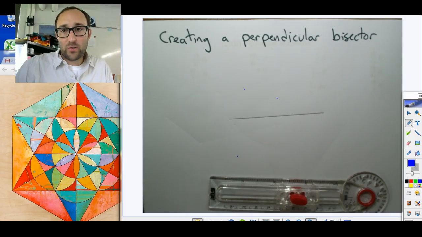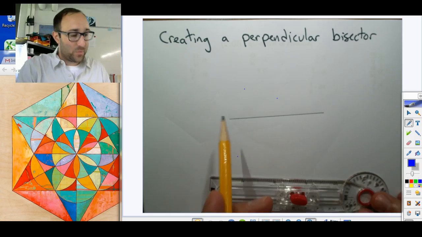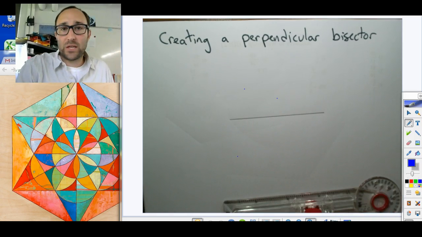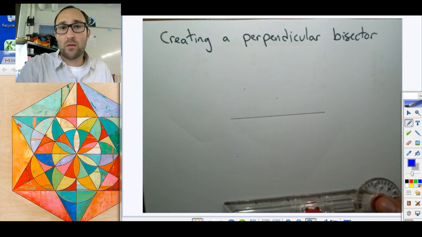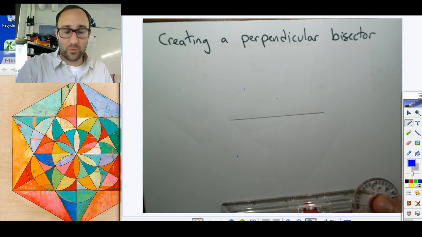Hey everyone, here is part 3, creating a perpendicular bisector. So what we have is this segment, and we want to create a perpendicular bisector. Perpendicular means it's going to create a 90-degree angle, and bisector means it's going to be in the middle somewhere, right? It creates two congruent segments.